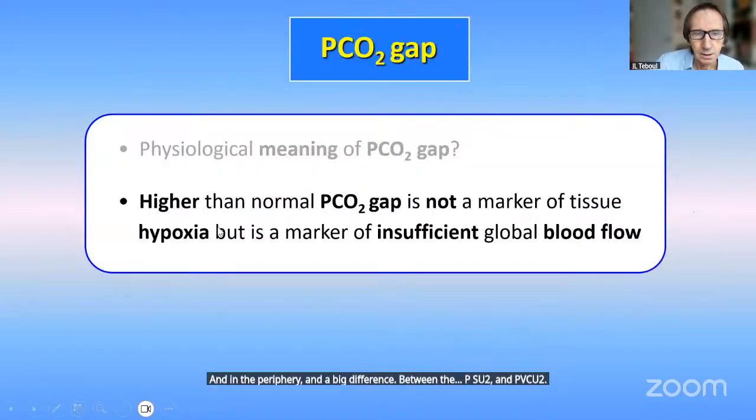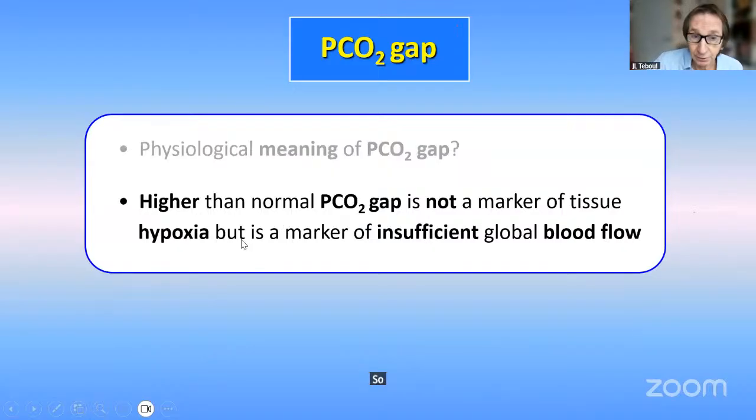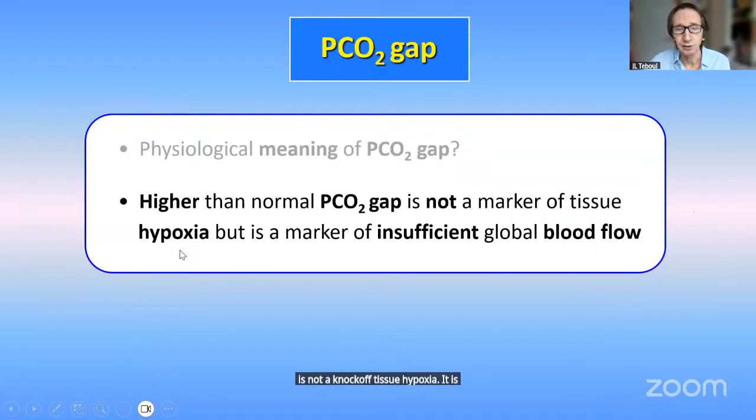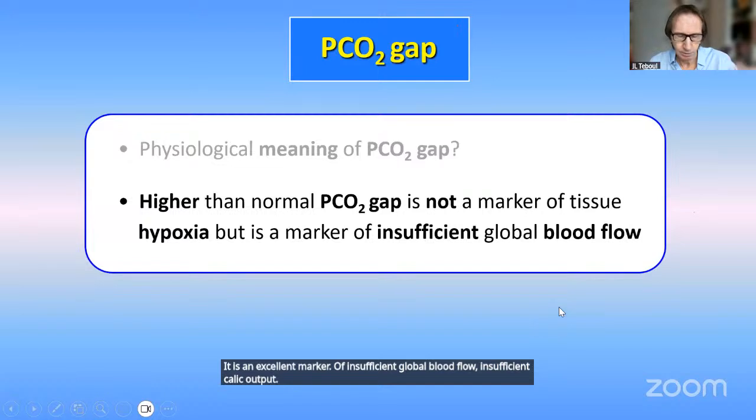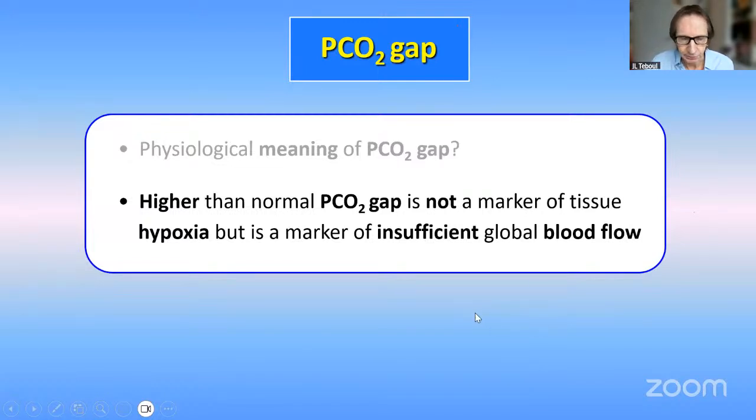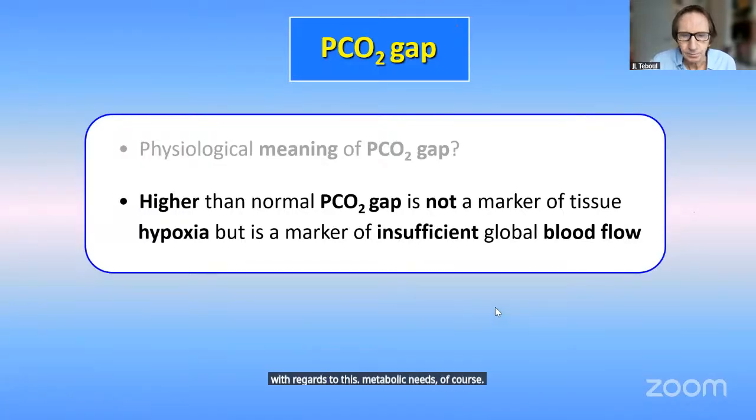So we know that a higher than normal PCO2 gap is not a marker of tissue hypoxia. It is not a marker of tissue hypoxia, but it is an excellent marker of insufficient global blood flow, insufficient cardiac output, with regards to the metabolic needs, of course.